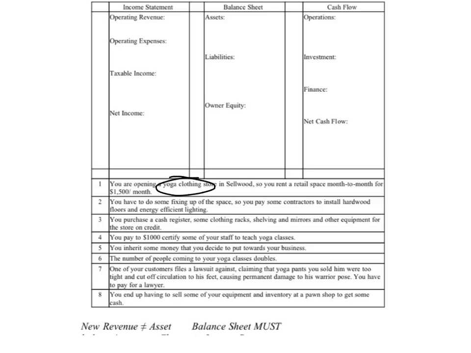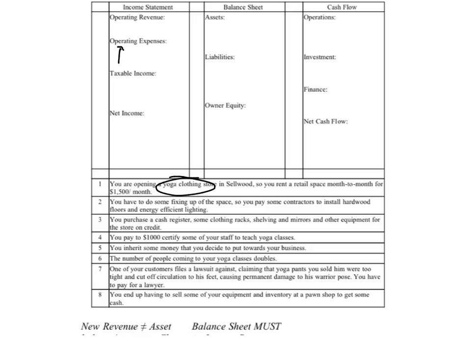Question number 1 says you're opening a yoga clothing store in Selwood, so you rent retail space month to month for $1,500 a month. We did it month to month so that you didn't have to deal with anything complex, like a long-term lease, which has asset and liability attributes to it. What we're looking at here is just an increase in your operating expenses, and that's all we want to do, is focus on the expense part.